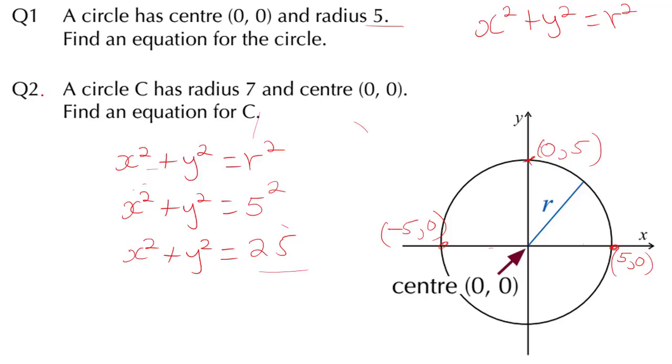Okay. Now let's go over question 2 quickly. A circle has radius 7 and center 0, 0. Find an equation for C. Very simple. Again, we know that the equation of a circle is x squared plus y squared equals r squared. Here r is 7, so we do 7 squared. So x squared plus y squared is going to equal 49. Okay, so that's the formula. If I pick the value of x and y at any point on the circumference, and I square them and add them, I'm going to get 49 as long as the radius is 7.